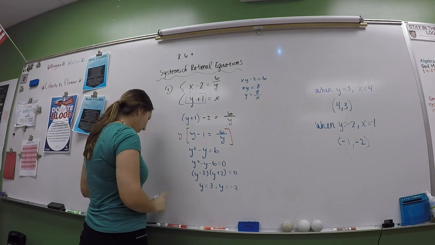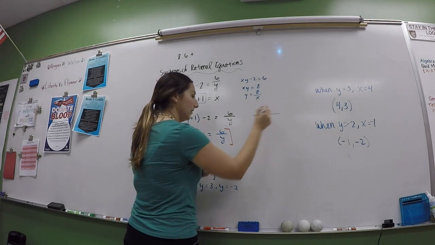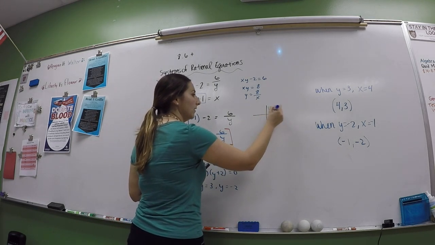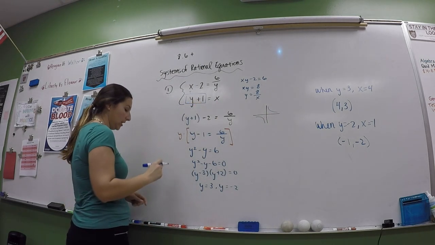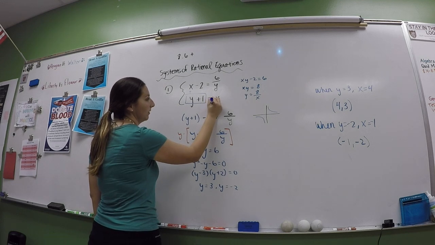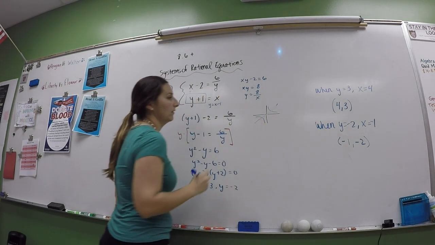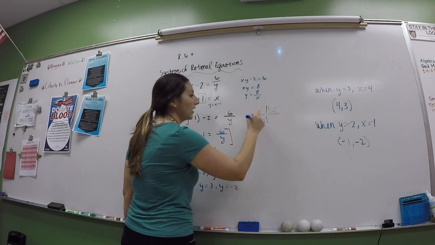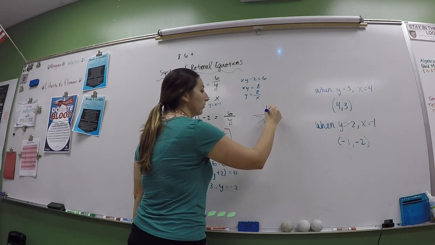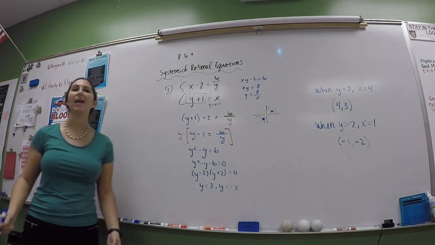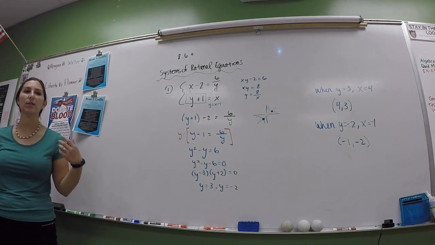If we were to take this equation and graph it, it's an inverse variation equation. If we were to take this equation and graph it, they are intersecting in two places, at 4, 3, and at negative 1, negative 2. And that's what we just found. We found their intersection points.